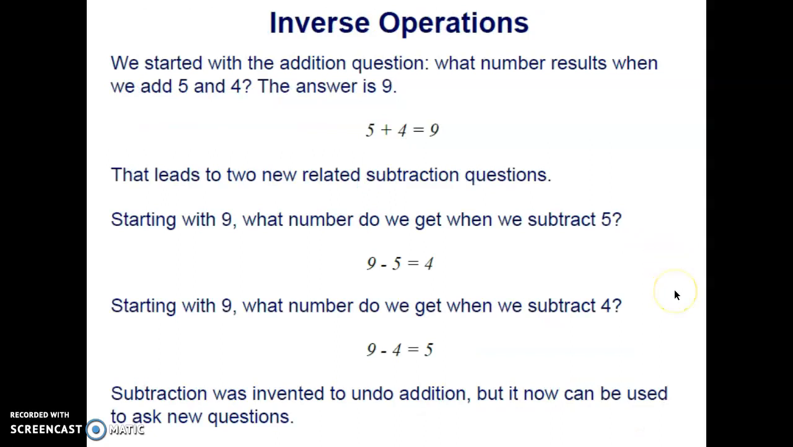We started with the addition question. What number results when we add 5 and 4? The answer is 9. That leads to two new related subtraction questions. Starting with 9, what number do we get when we subtract 5? We get 4. Starting with 9, what number do we get when we subtract 4? We get 5. Subtraction was invented to undo addition, but it now can be used to ask some new questions.